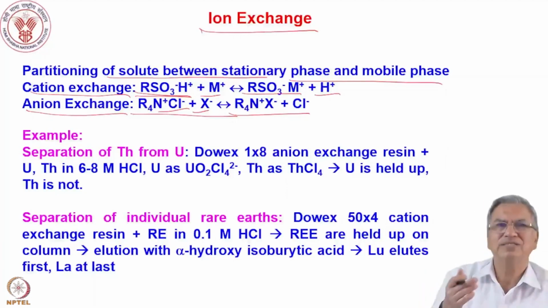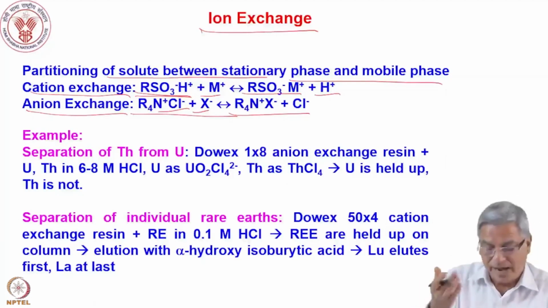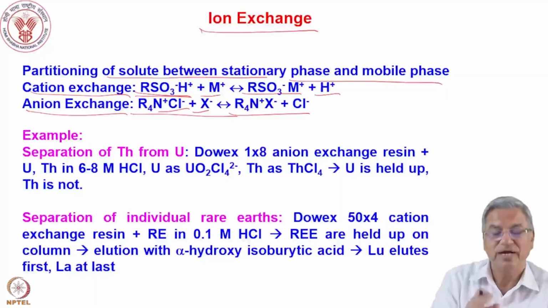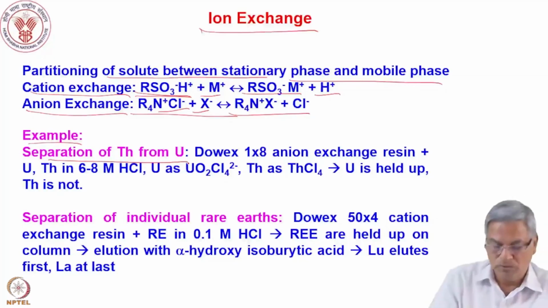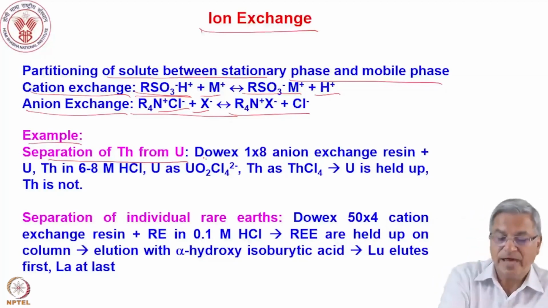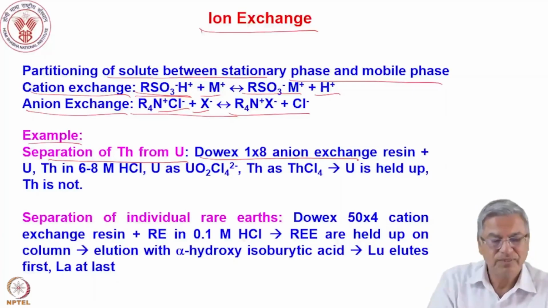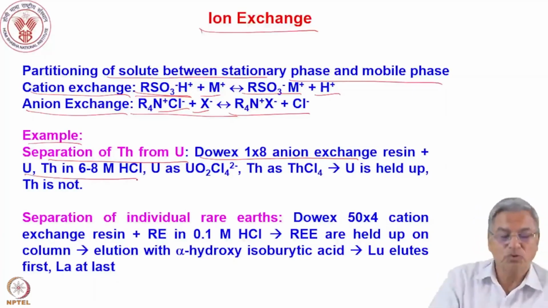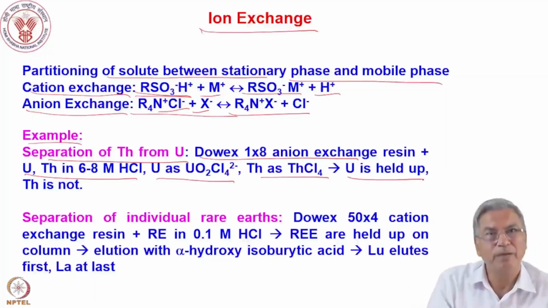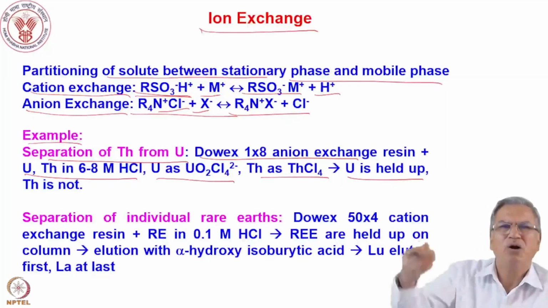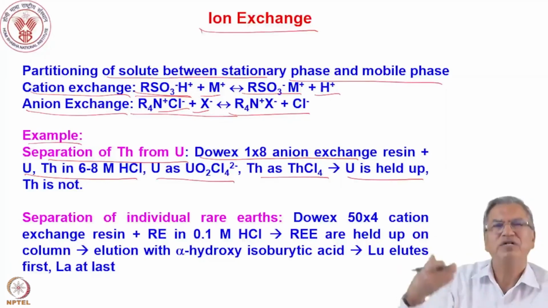But the important thing is that, depending upon the ionic potential, metal ions are retained by the resin, and then you can do separation. Just for example, you want to separate thorium from uranium. You can have an ion exchange resin, Dowex 1x8. Keep uranium and thorium in 6 to 8 molar HCl, wherein uranium forms anionic species, but thorium does not form anionic species. So in the anion exchange resin, uranium will be held up, whereas thorium will not be held up. So you can just wash the column, all thorium comes in the effluent, and you can later elute uranium by using a dilute acid.